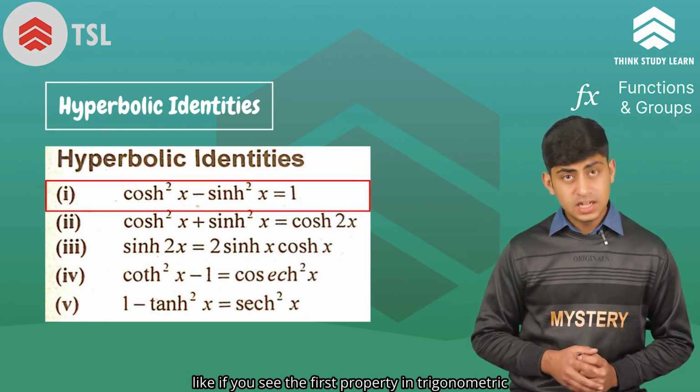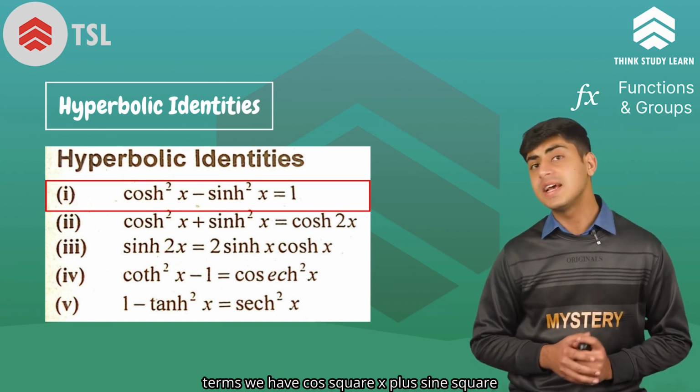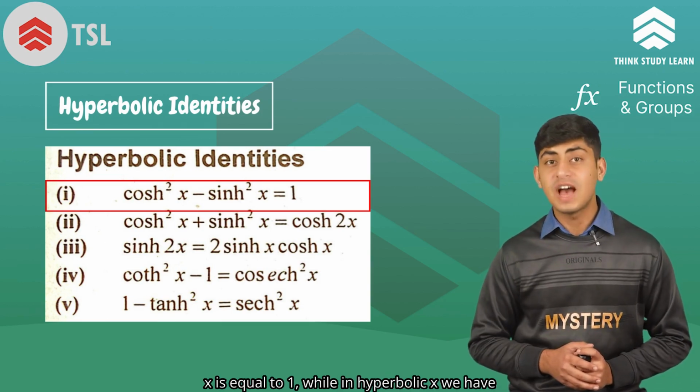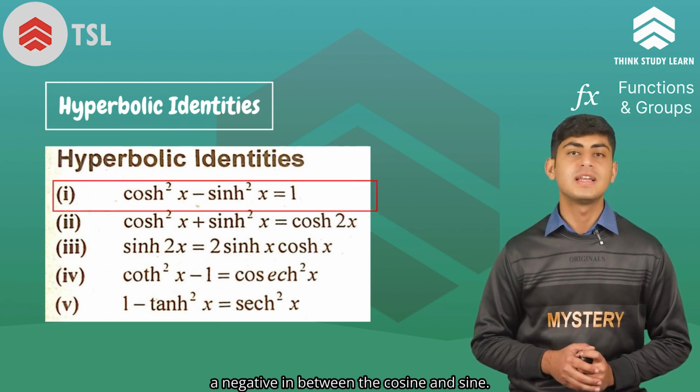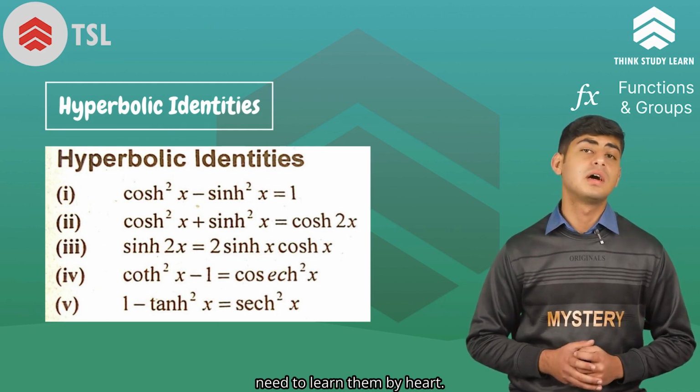Like if you see the first property, in trigonometric terms, we have cos square x plus sin square x is equal to 1, while in hyperbolic terms, we have a negative in between the cosine and sine. All of these are proven identities, you just need to learn them by heart.